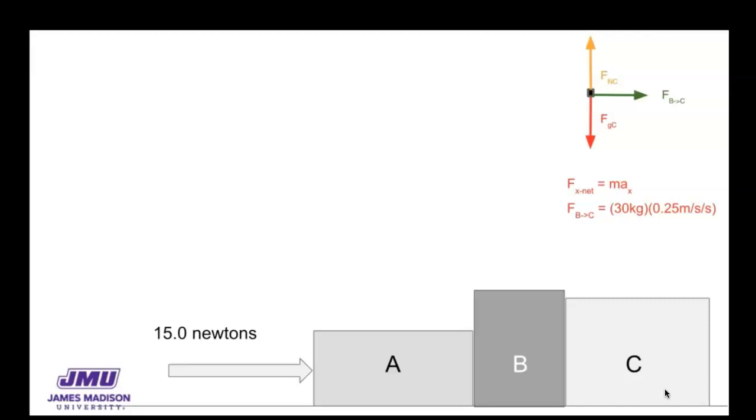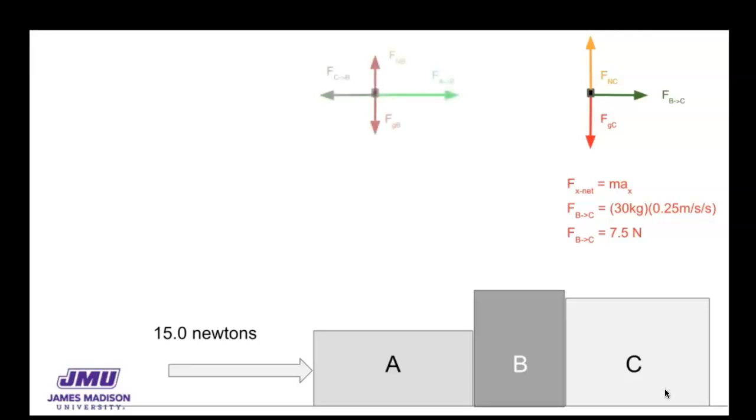So that means I can determine one of the questions that I was initially asked. What is the force between box B and box C? Box B is pushing box C to the right, 7.5 newtons. It has to be, because that's what is necessary to make box C accelerate at the 0.25 meters per second that we know the whole system is accelerating.